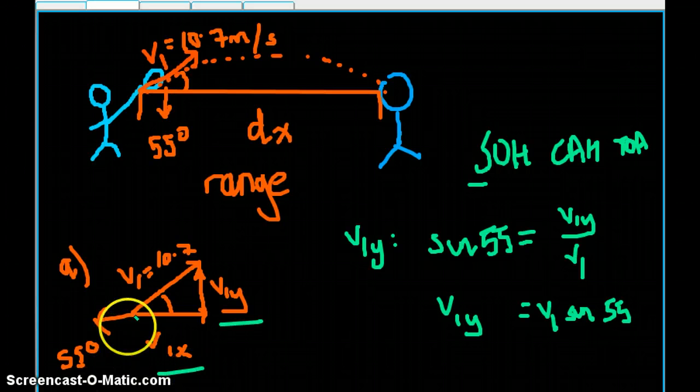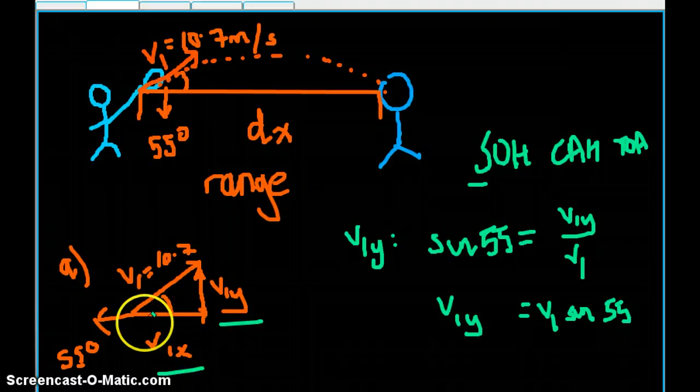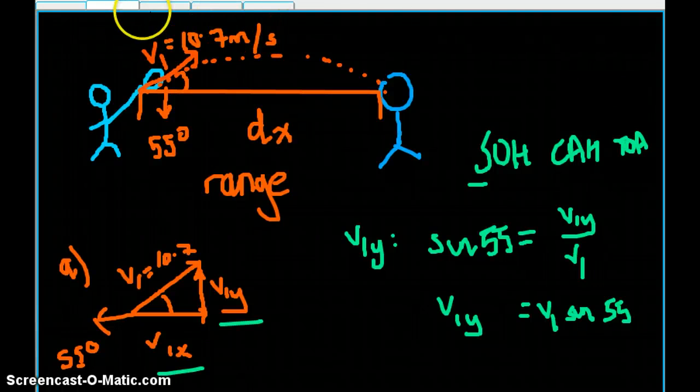So similarly, if you can see for v1x, we'll do it in part B because that's where it's required. We can solve for v1x too, and in this case, we have the adjacent and the hypotenuse and an angle. So I would use the cosine relationship. But anyways, let's continue on with part A.